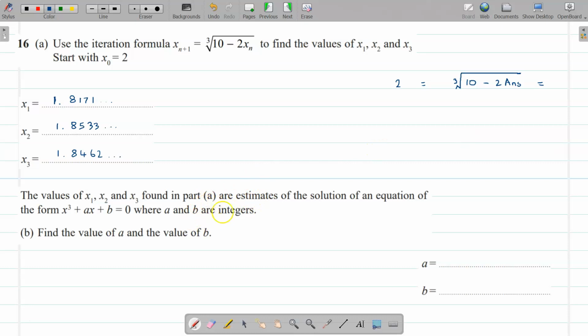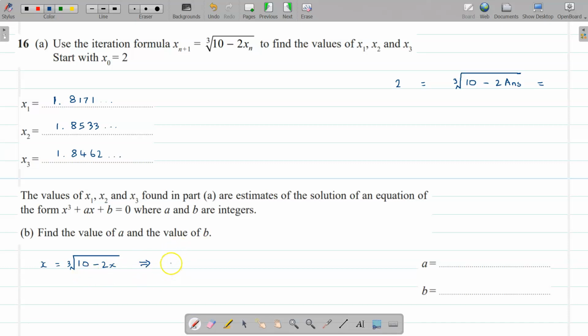And then unusually in this question, normally the iteration comes from an equation that you're trying to solve. This time they've given you the iteration and you've got to find what equation it came from. So I'm considering this to be the equation that x equals the cubed root of 10 minus 2x. That's what it's come from, you see. So I'm just going to rearrange that to get a cubic equation, and then hopefully I can find the values of a and b.